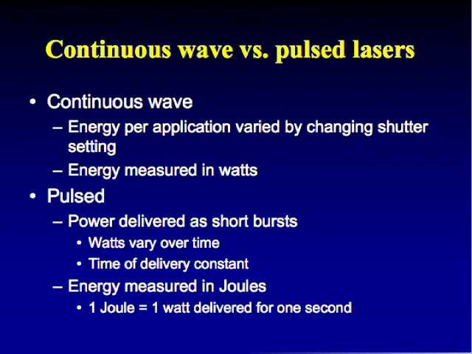There are different kinds of lasers. There's continuous wave and pulsed. With continuous wave, the energy per application is varied just by changing a shutter setting. The longer the exposure, the more energy you deliver. But with a pulsed laser, the power comes out as a burst, and so the watts vary over time. And so you keep the time of delivery constant, but measure it in joules, which is a watt delivered for 1 second. So if you see a laser has a power setting in joules, it means it's a pulsed laser, not a continuous wave laser.